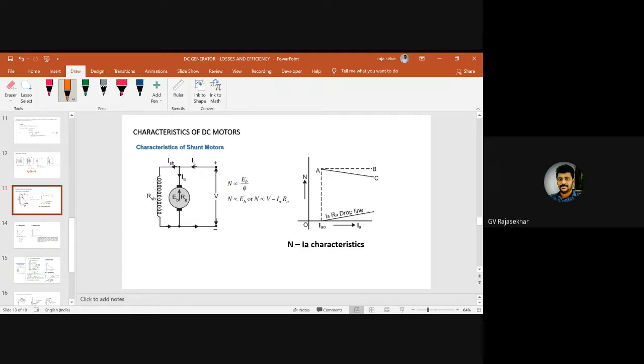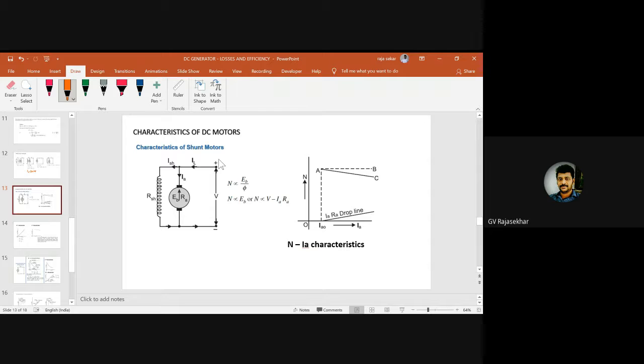Once the characteristics are drawn, we are going to decide the application for each and every type of motor. So for which type this motor will be suited, by drawing the characteristics, we are going to decide.